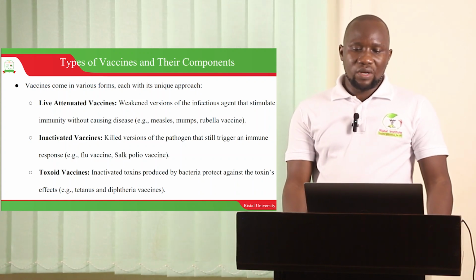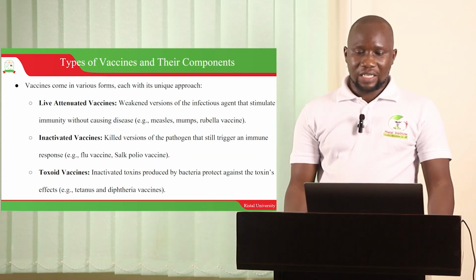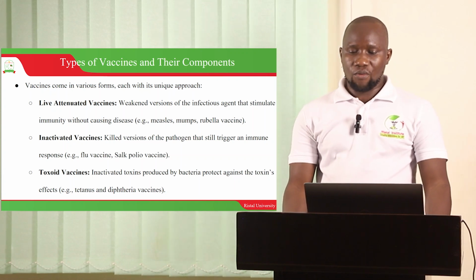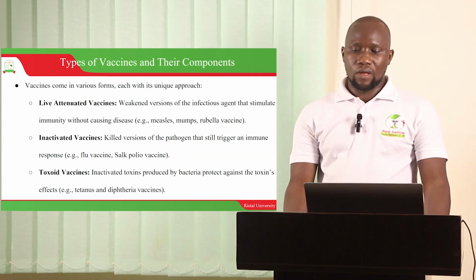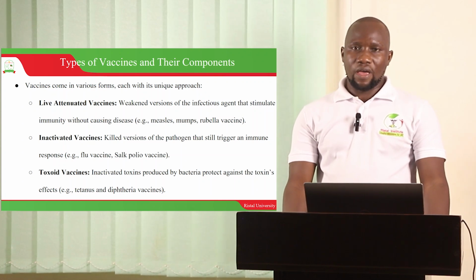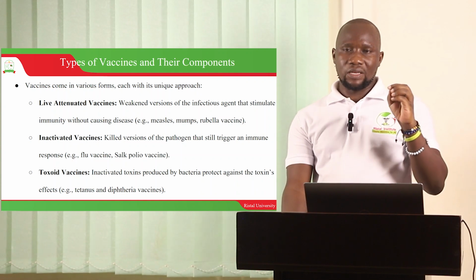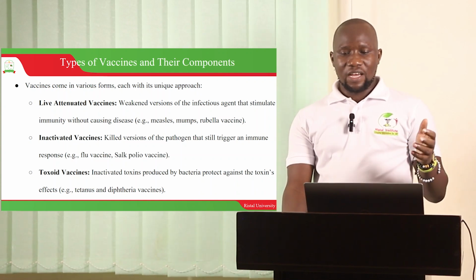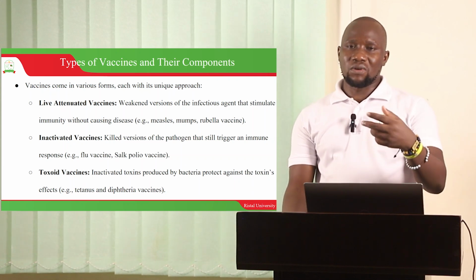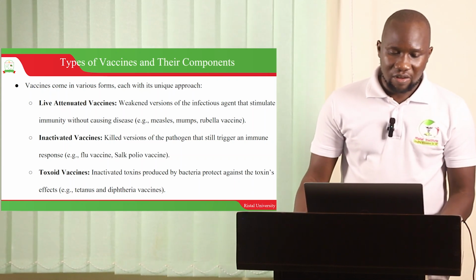And then we have the conjugate vaccines, where you have attaching polysaccharides, which are sugars from the bacteria, to a protein carrier to improve immune response. So a molecule is obtained from a bacteria and then attached to a protein, and then injected into the body such that you can have an immune response. And so that is a conjugate vaccine.